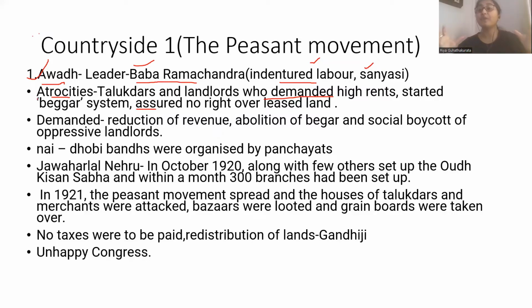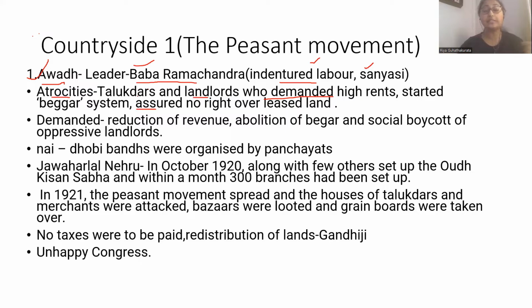Now, why was this movement launched? The peasants were facing atrocities for a long period of time. Who was doing all these things? The famous talukdars and the landlords. Talukdars are those who used to collect tax from peasants, and landlords are the landowners, or famously known as the zamindars. These talukdars and landlords used to demand a very high rent. Since those peasants were poor, they did not have land of their own. They used to work on others' land, and for that they had to pay a certain amount of money or rent.